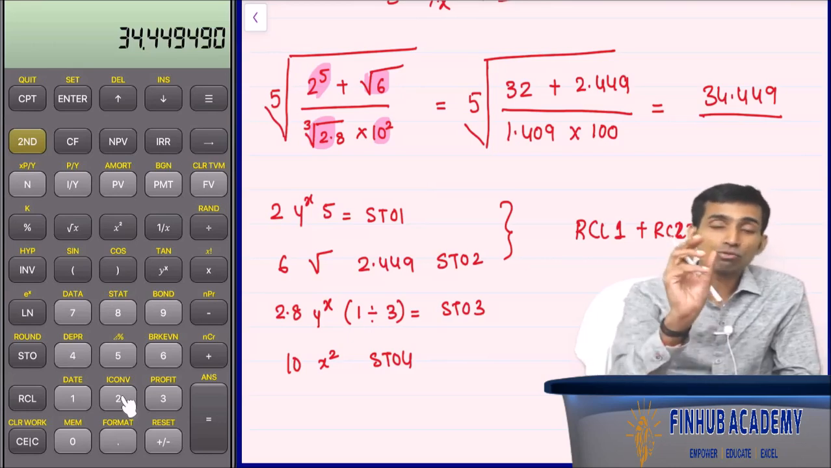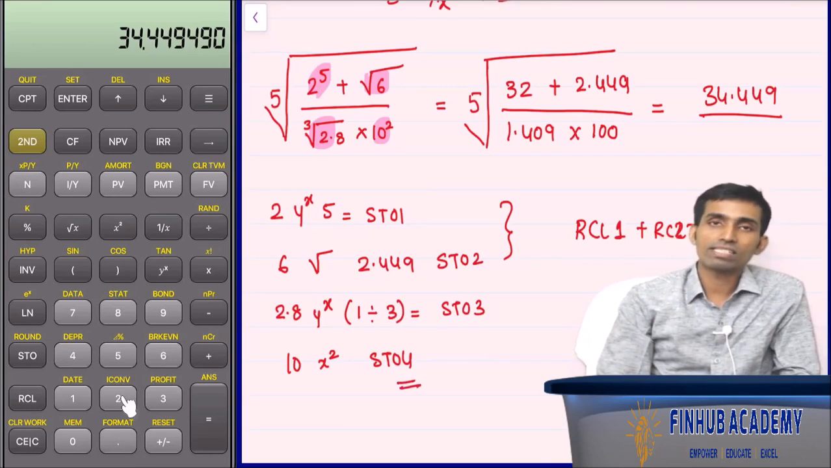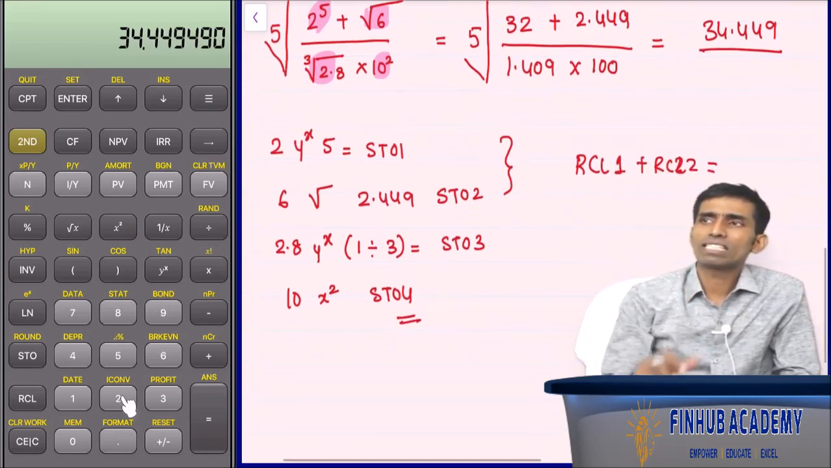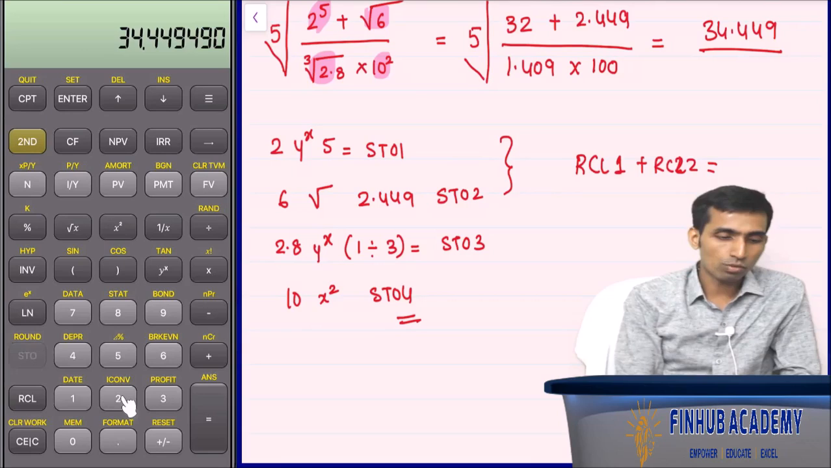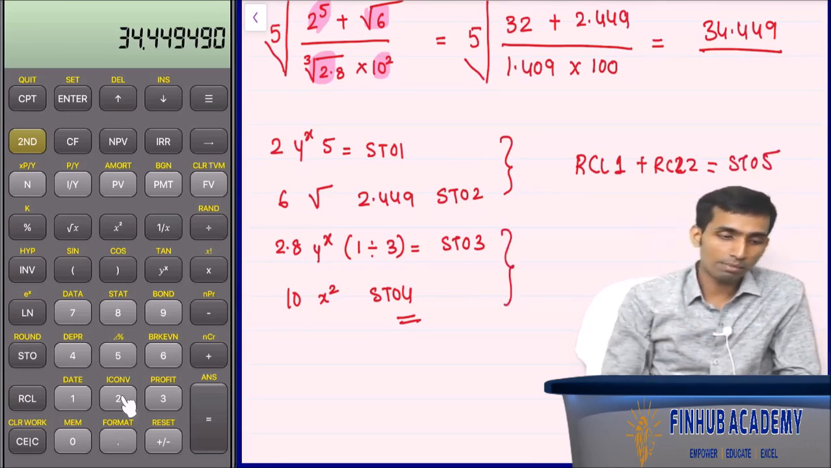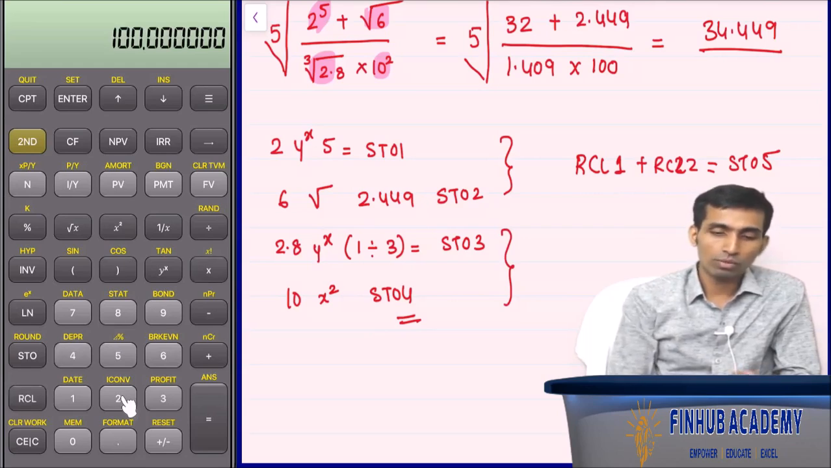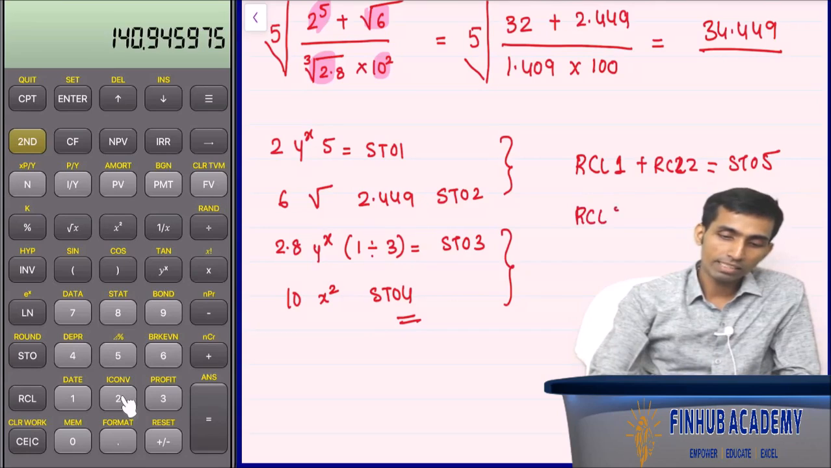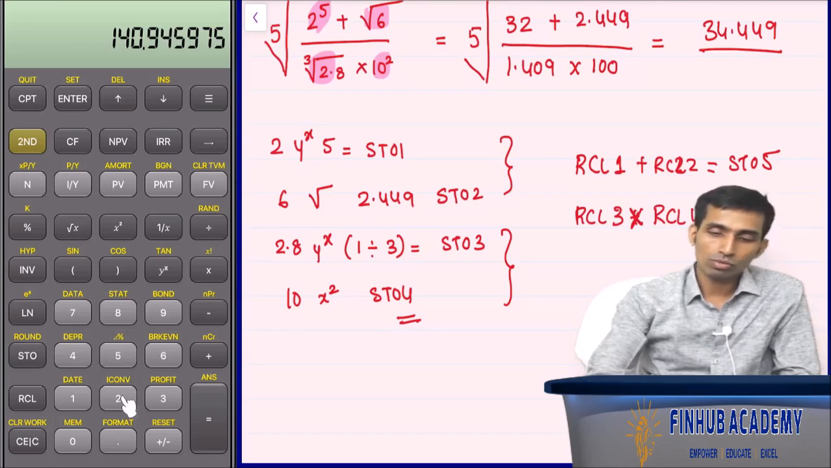Now this I will store in STO5, because I have already used the 4 previous ones. My goal is to make you understand that we can store things. So this has gone to STO5. Now the denominator I have to multiply, which is stored in STO3 and STO4. So RCL3 multiplied by RCL4 equals, and I will store it in STO6. So I have the denominator also, that is 140.94 something.